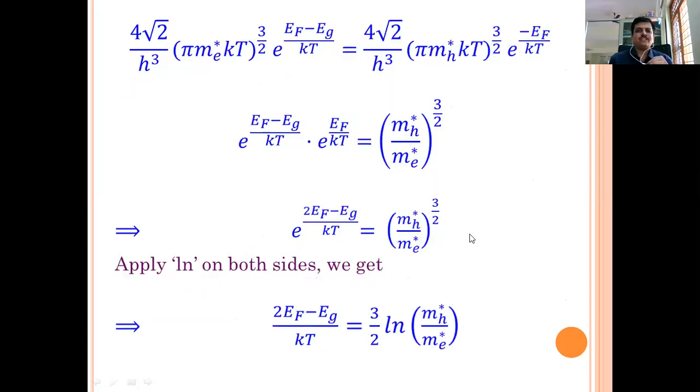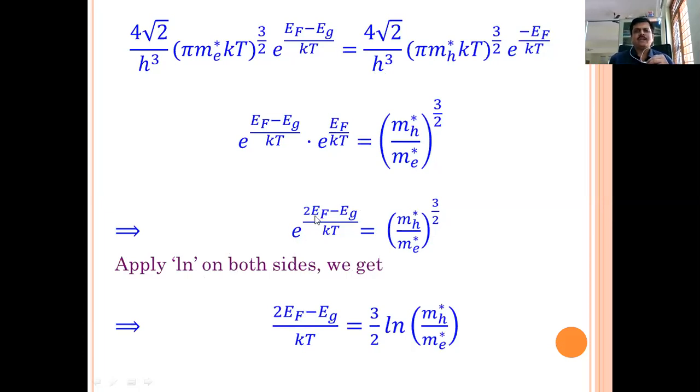Upon equating these two equations, taking e power minus Ef by kT to the LHS, we are left with e power plus Ef by kT, and several parameters get cancelled as they are common. 4 root 2 by h cube cancels, pi cancels, kT cancels, leaving mh star by me star whole to the power of 3 by 2. And since the bases are the same, add the powers. We are left with e to the power of (2Ef minus Eg) by kT equals mh star by me star whole to the power of 3 by 2.